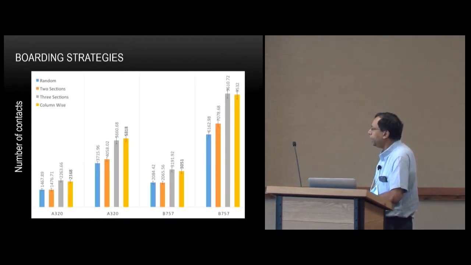Okay. And based on that, we do these simulations, and then we look at different boarding strategies, and we can see over here, basically the idea is that for different types of planes, you have still similar consequences. Like if you do random boarding, you tend to have fewer contacts. If you have two sections, then you tend to have fewer contacts than having three sections, or a few other strategies like column-wise boarding and so on.